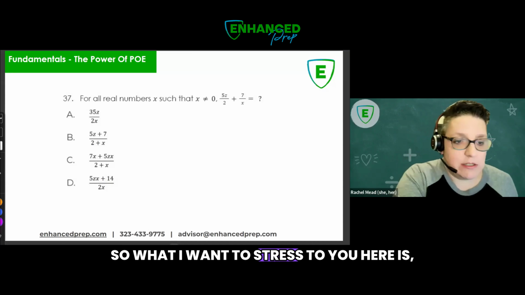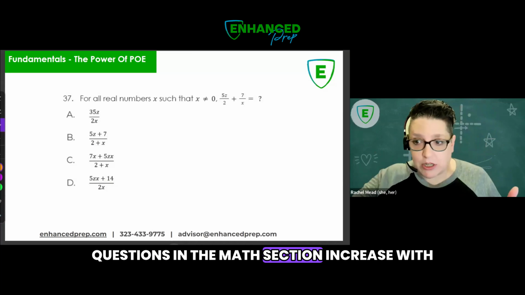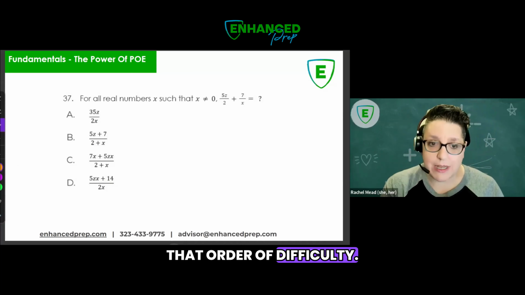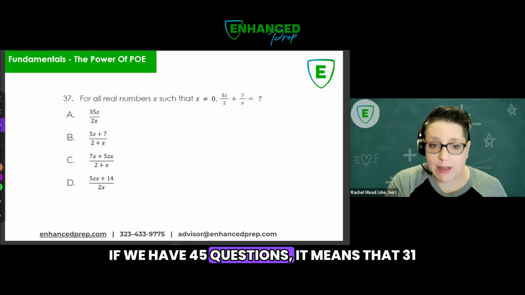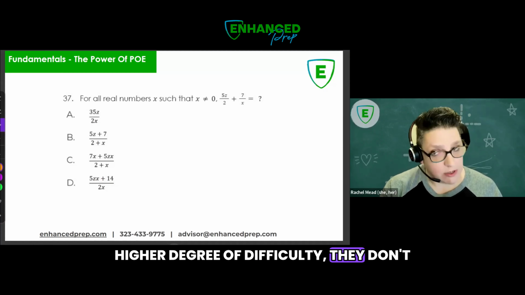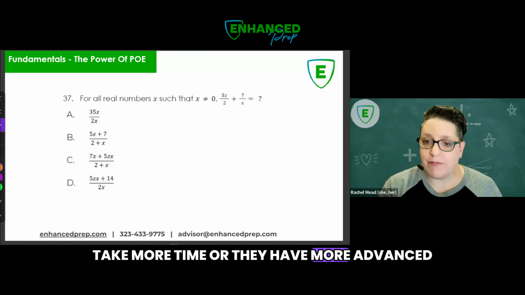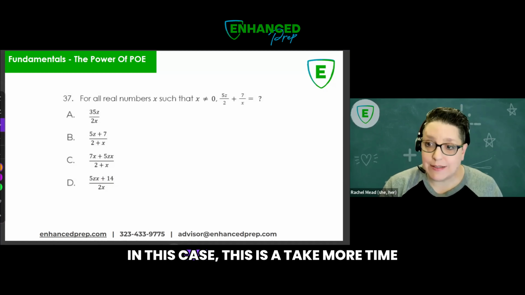So what I want to stress to you here is, again, this is coming through as a hard question. Questions in the math section increase in order of difficulty. If we have 45 questions, it means that 31 through 45 are our more challenging questions. Higher degree of difficulty. They don't earn us more points though, but they either take more time or they have more advanced math in them. In this case, this is a take-more-time question.